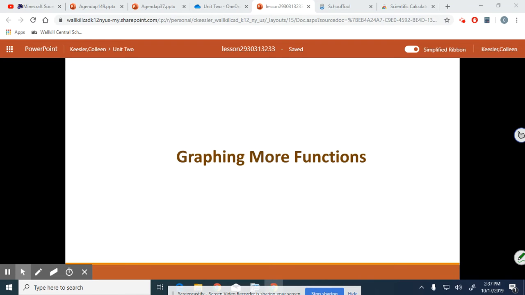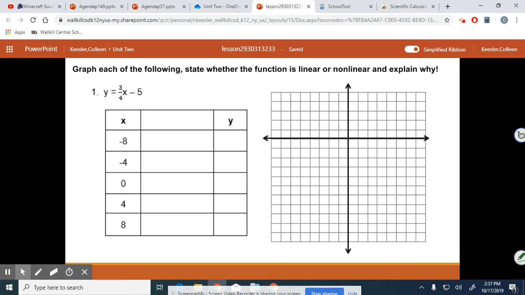Hey gang, today we're going to be graphing some more functions to see if we can determine what makes something linear versus nonlinear. In our first example, we have y equals 3/4 x minus 5. Now, hopefully you see that as being something written in y equals mx plus b form, which is slope-intercept form. So obviously this should be a straight line, but let's prove it.